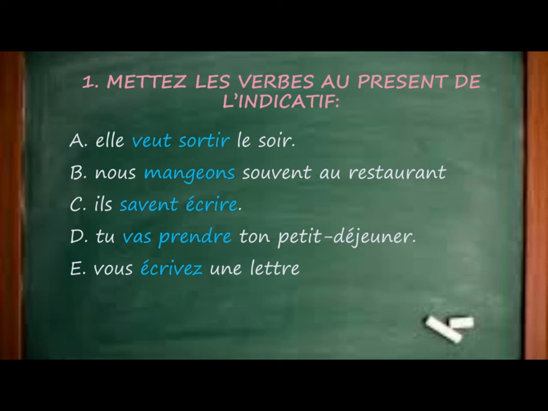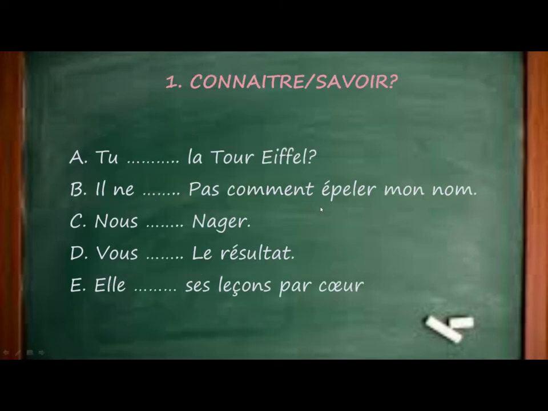So now we'll go to the exercise. Okay, connaître ou savoir. So this is normally the second exercise. It's not the first one. The second exercise is actually connaître ou savoir. So you got 5 sentences. So tu dash la tour Eiffel. If you see, you got to use the verb connaître or savoir.